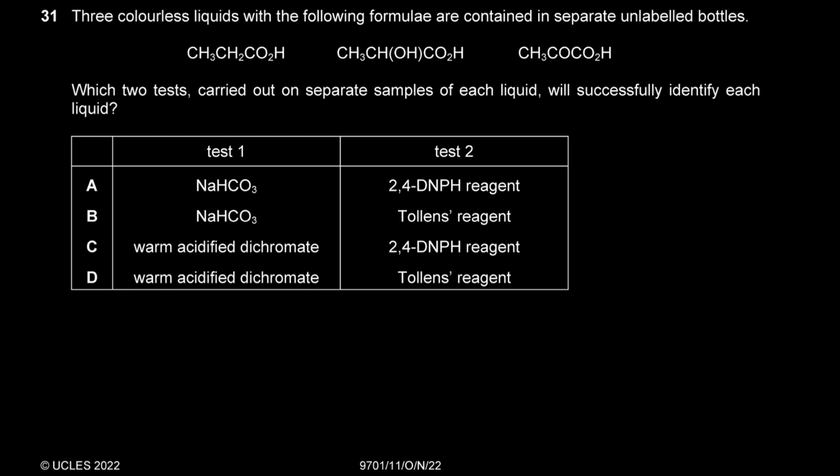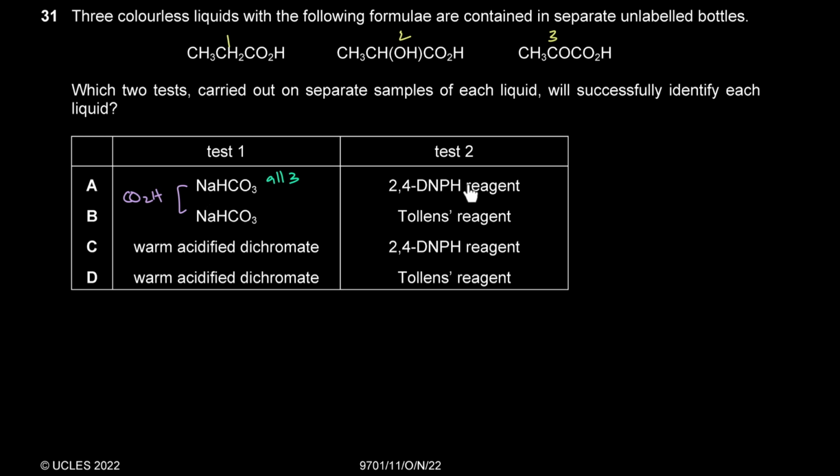Now over here, test number 1 is sodium hydrogen carbonate. Now NaHCO3 will react with all three. I'm going to call this compound 1, this compound 2, and this guy over here compound 3. The sodium hydrogen carbonate will react with all three because all three compounds have a carboxyl group. Sodium hydrogen carbonate reacts with carboxylic acids to form salt, carbon dioxide, and water.